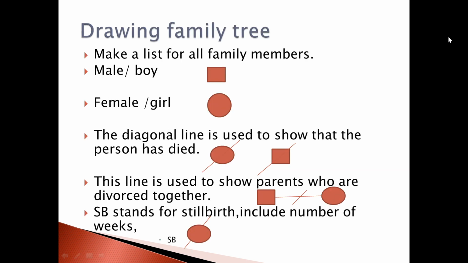So this is a genogram or drawing a family tree. So make a list of all family members. Male or boy you have to make as a square, female or girl as a circle. The diagonal line is used to show that the person has died. This line is used to show parents who are divorced. SB stands for stillbirth, include number of weeks.